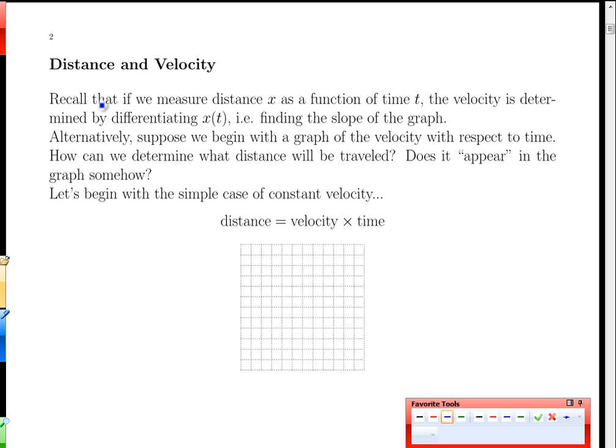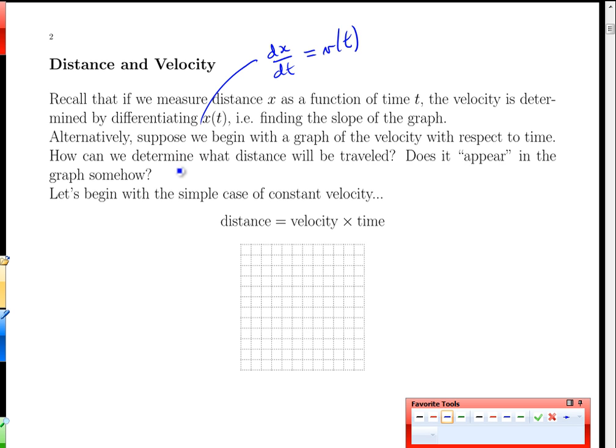Let's remember that we've seen a relationship between distance and velocity before. If we call x our distance traveled as a function of time, the velocity at any particular instant is obtained by differentiating x. So if we looked at dx/dt, that would be our velocity as a function of time, our instantaneous rate of change of position. And we also had the graphical idea behind that: if we had a graph of position, the slopes of the tangent lines of that graph would give us the velocity values.